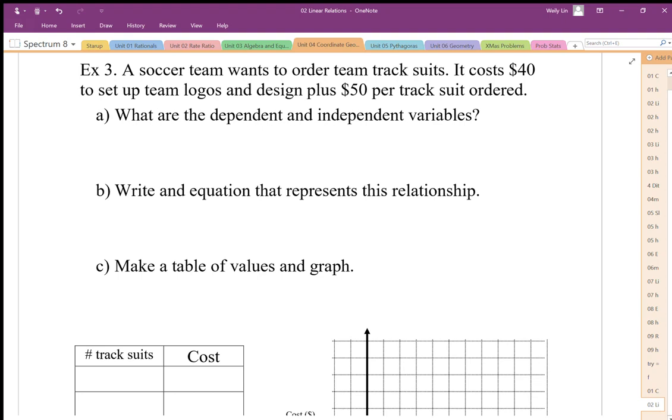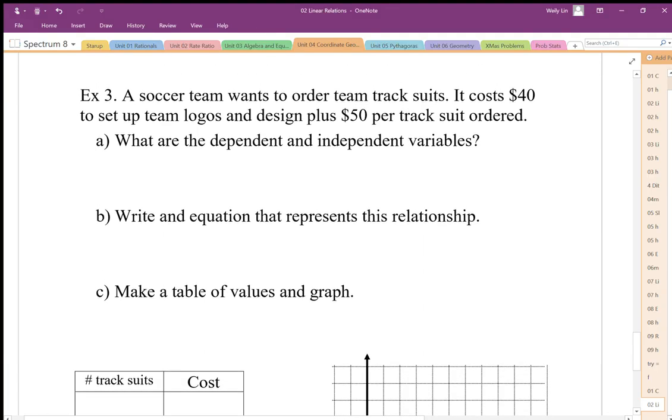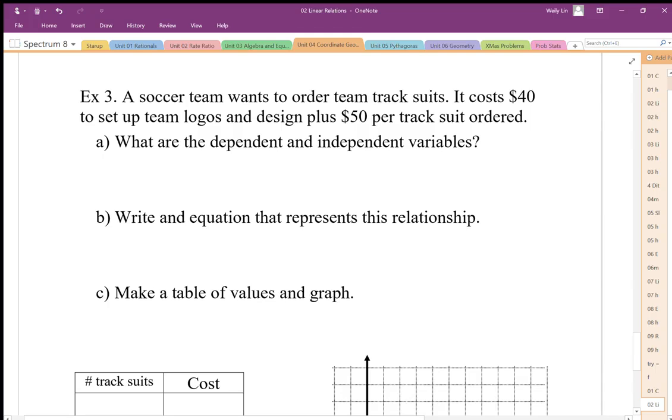So here we have another relationship described in words. This soccer team wants to order tracksuits. It costs $40 to set up team logos. I guess to be able to embroider team logos onto the tracksuits, you have to pay $40 to set up the machines. And then you have to pay $50 for every tracksuit that you order.